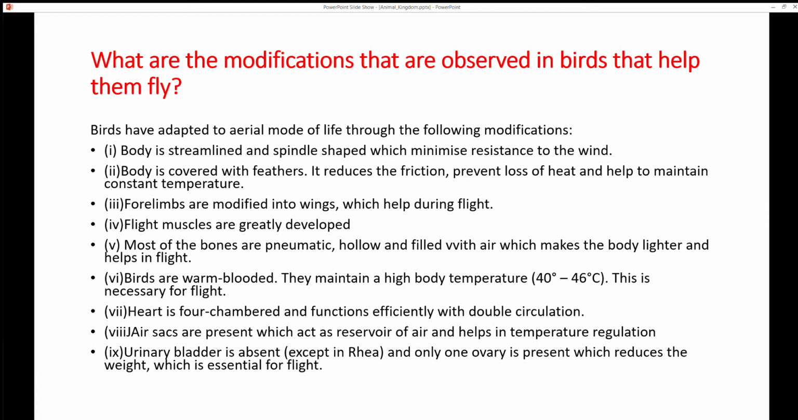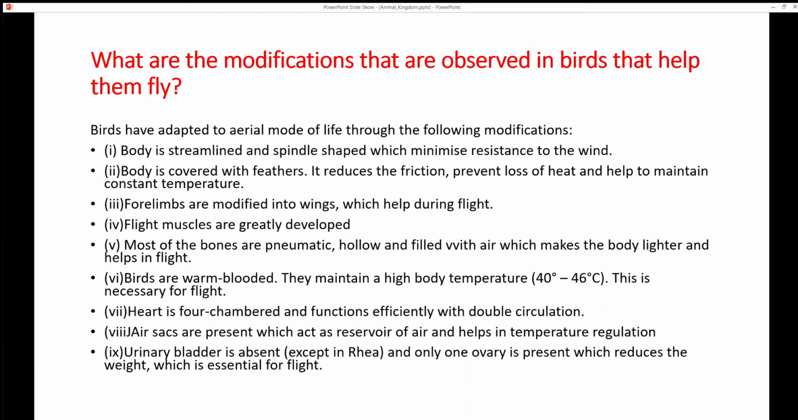Forelimbs are modified into wings, which help during flight. Flight muscles are also greatly developed. Only if the muscles are well developed can it fly. So crane and swan do not have very strong muscles. That is why they cannot fly that high. Whereas crow and pigeon can fly.